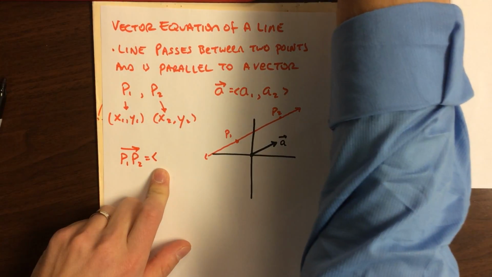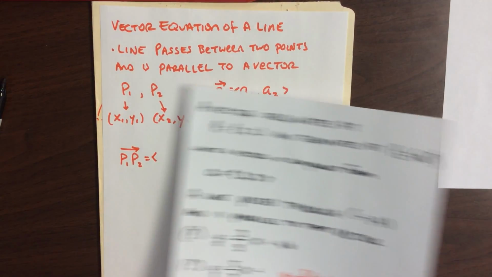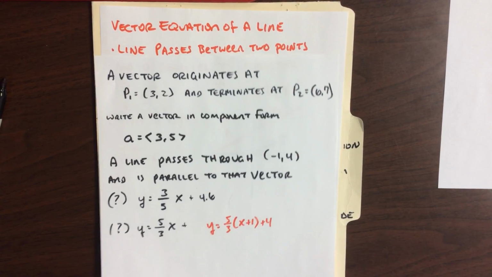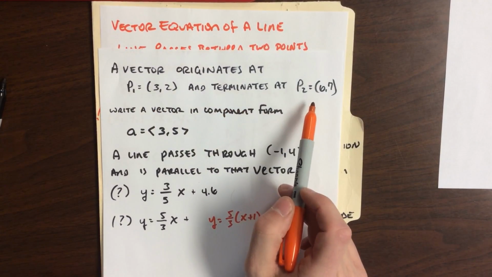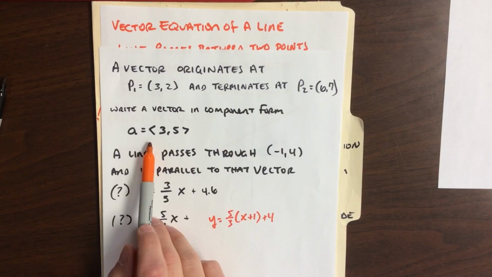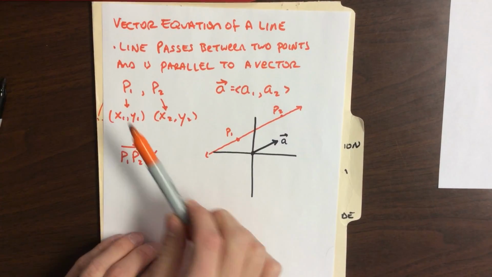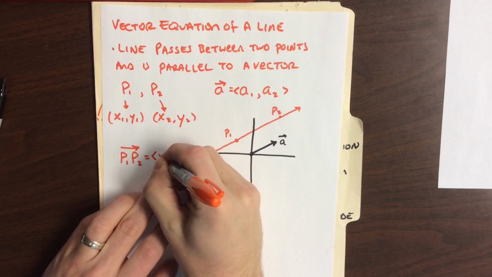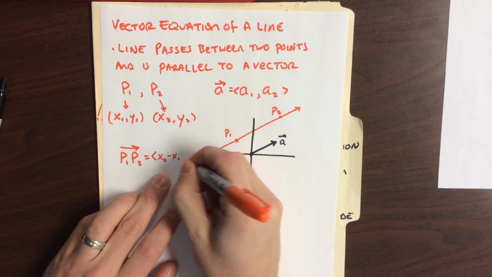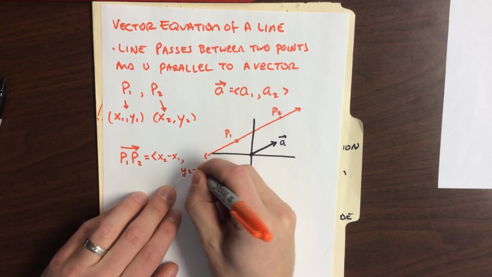Take a step back. We started with those 2 points. I said, here we go through them, P1 to P2. Find that as a vector. I'm taking away the numbers. It's going to be the difference of the x's. It's going to be x2 minus x1. I'm going to go on a separate line because I ran out of room there. y2 minus y1.